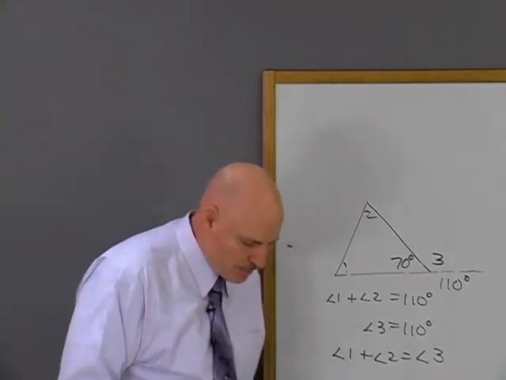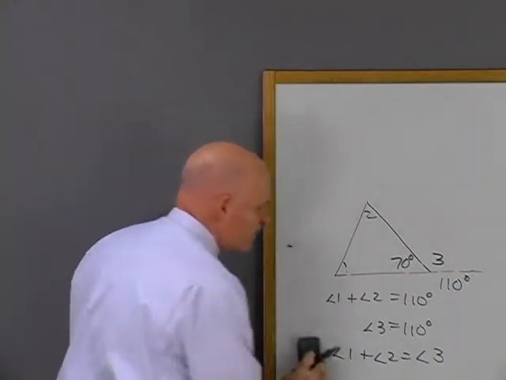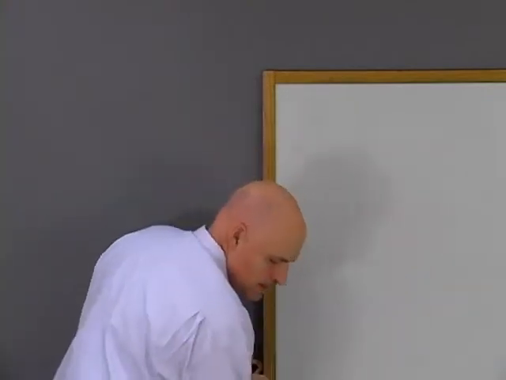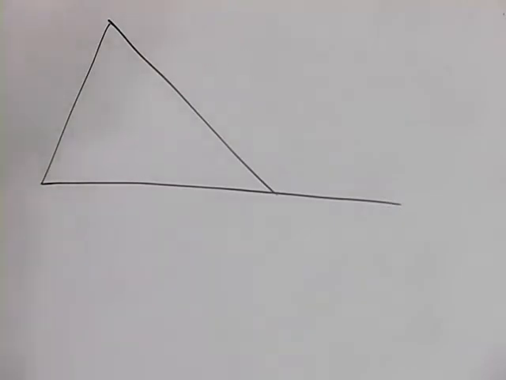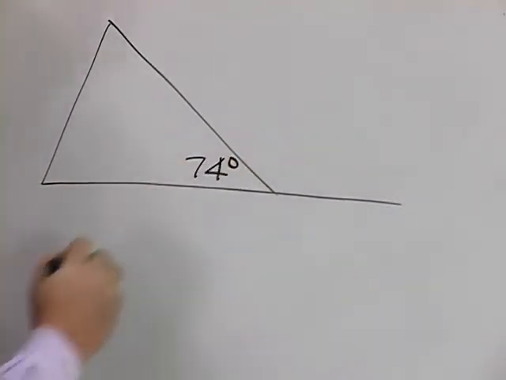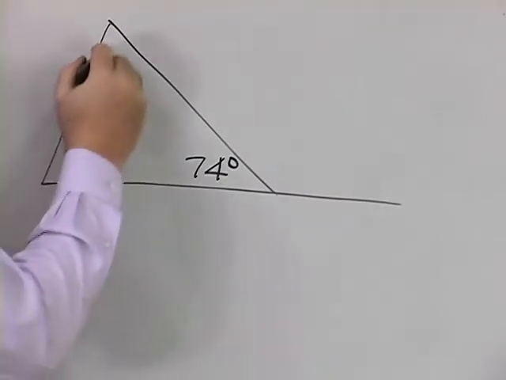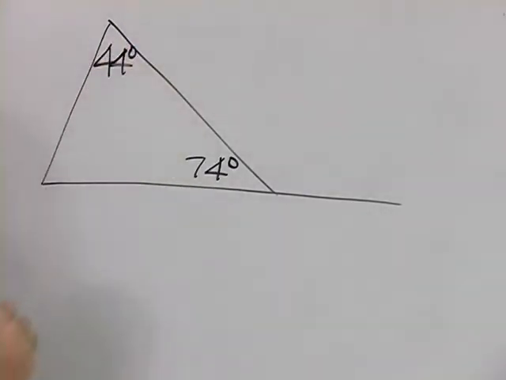So let's do a problem, see if you can figure this out. Let's draw another triangle, and this is going to be 74 degrees. And we're going to make this 44 degrees. Tell me the other measures. What would this be over here?